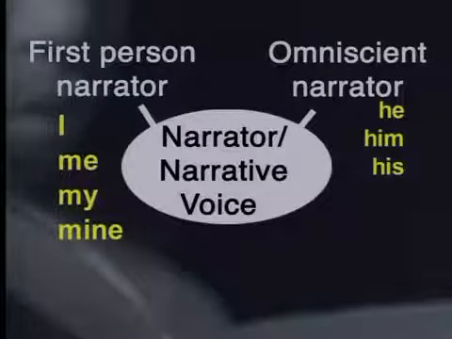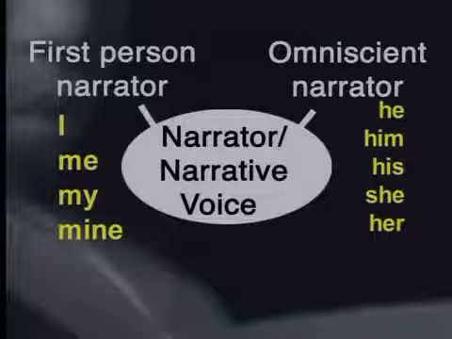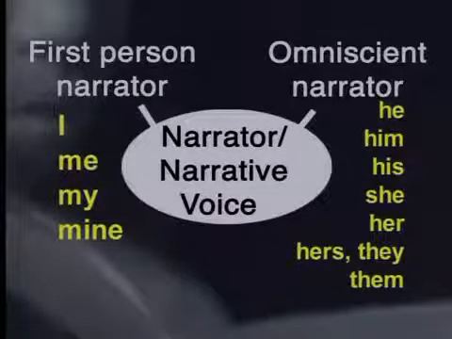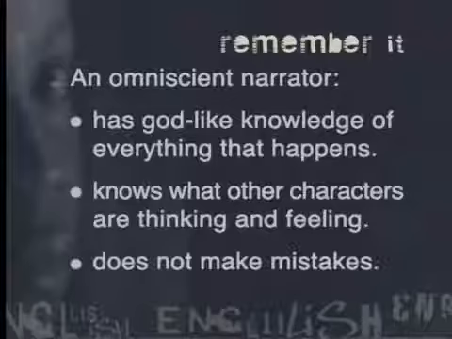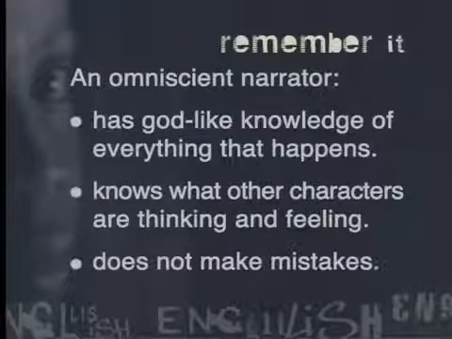Such narration uses pronouns like he, him, his, she, her, hers, they, them, their, theirs. Third-person pronouns like these are used instead of I, me, and my, because the omniscient narrator is not part of the story. Instead, this type of narrator tells us about events that he or she is not actually involved in. So remember that an omniscient narrator has a godlike knowledge of everything that happens, knows what other characters are thinking and feeling, does not make mistakes.